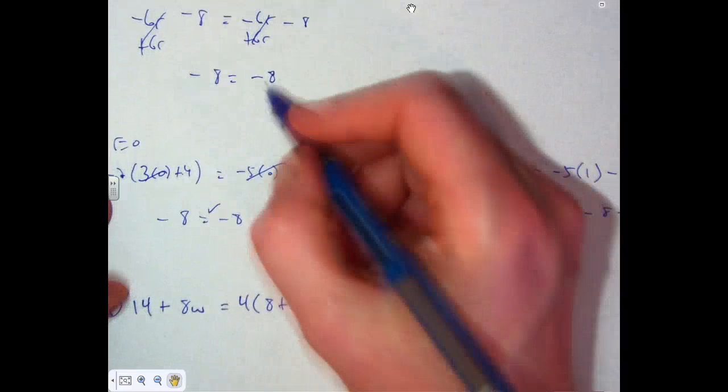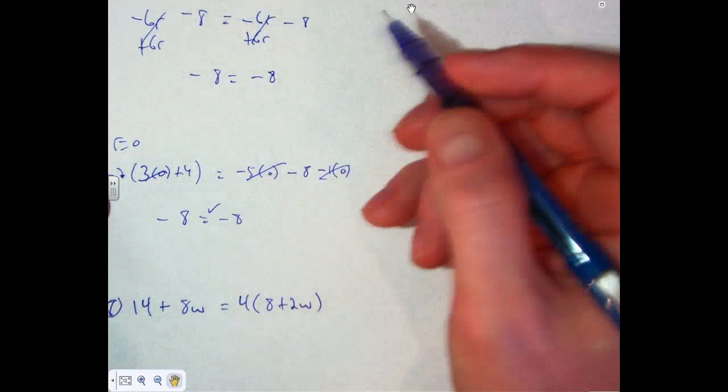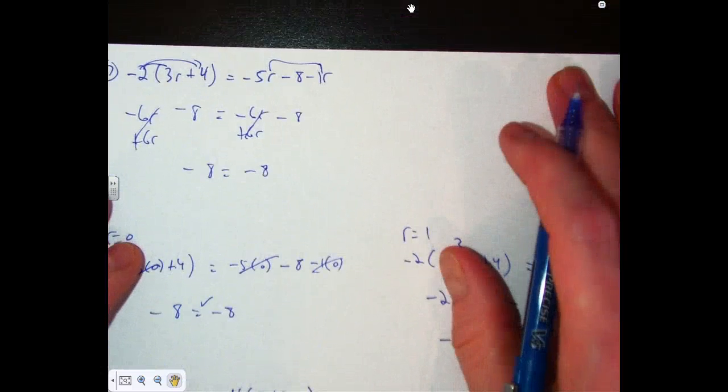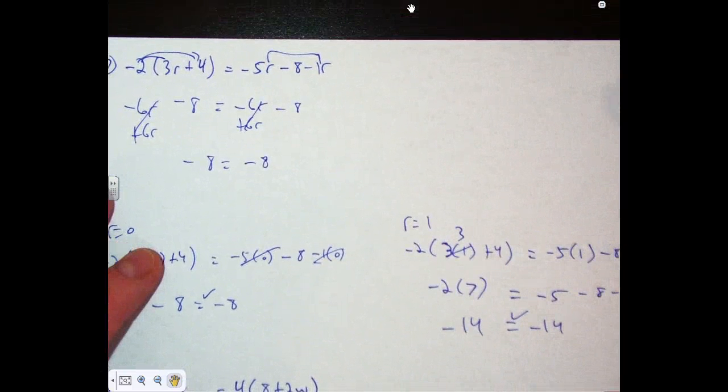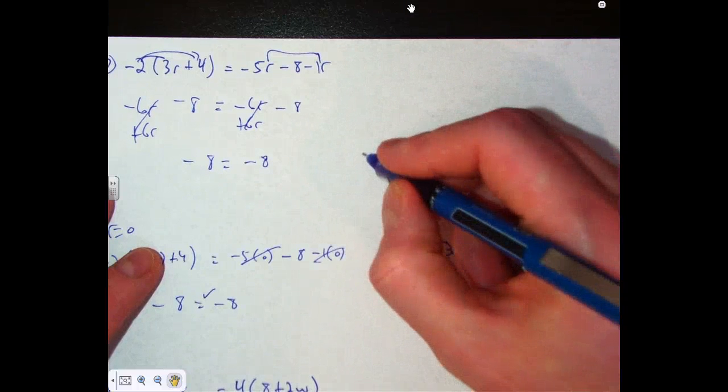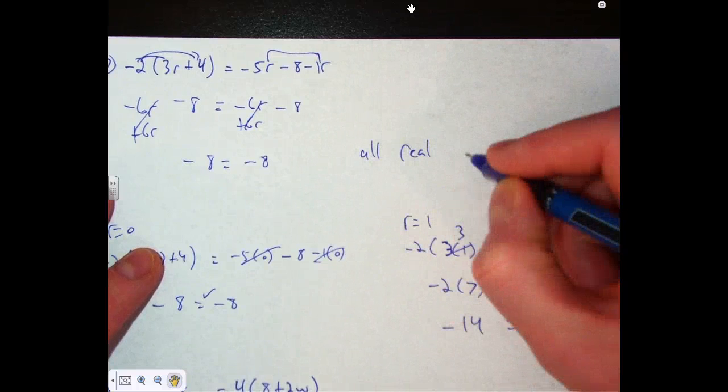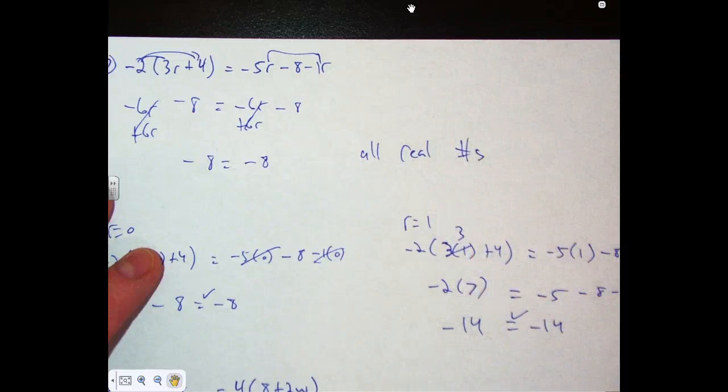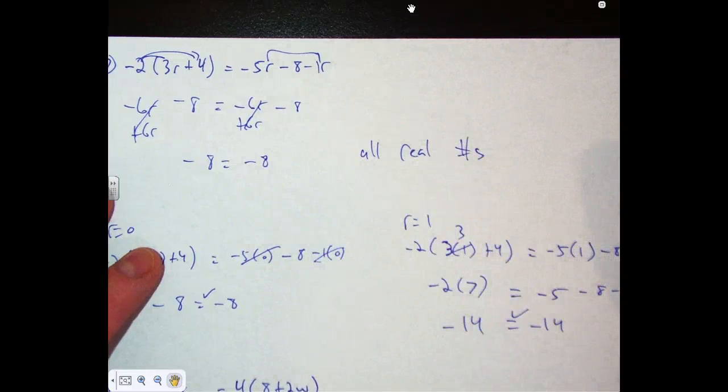And that's because when the variables drop off, and this is true, it means any number works. So your solution, you could say all real numbers, all solutions, infinite solutions, whatever you want to use, I'm okay with it. Most of the time we just say all real numbers. That means any number I want to choose will work.